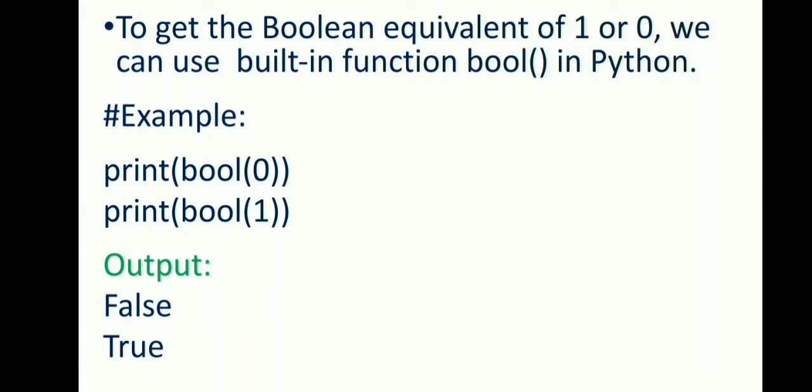To get the Boolean equivalent of 1 or 0, we can use the built-in function bool in Python. Example. In this example, the first print statement, print bool 0, will display the Boolean value False. Similarly, the next print statement, print bool 1, will display the Boolean value True. In Python, bool 1 or bool 0 will return True or False respectively.